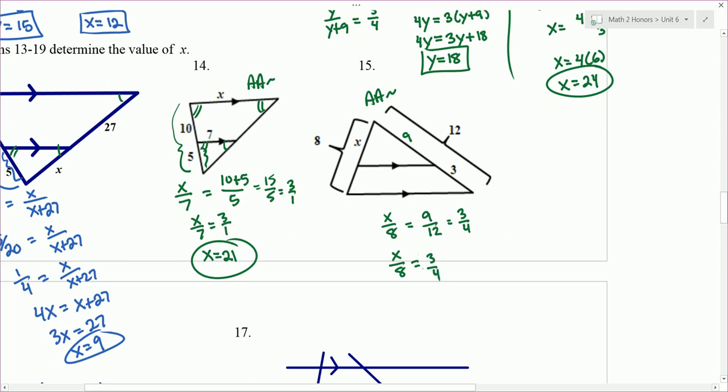We can cross multiply. We can also get a common denominator here. If we double the 3/4, both the 3 and the 4, to 6 over 8, then we see x is 6. But let's just cross multiply here. So 4 times x is 8 times 3. Divide by 4. 24 over 4 is 6.